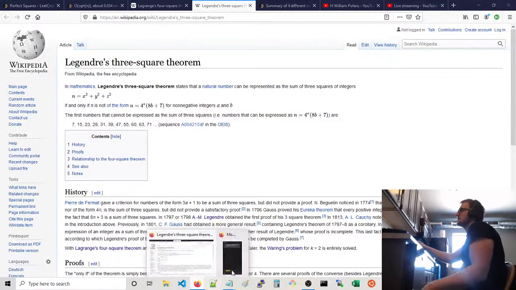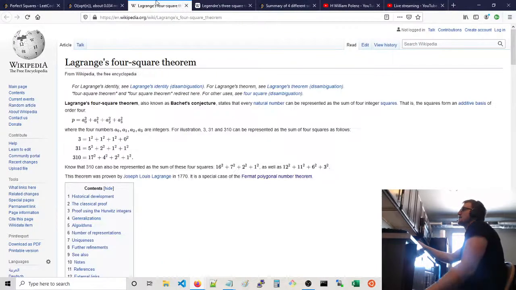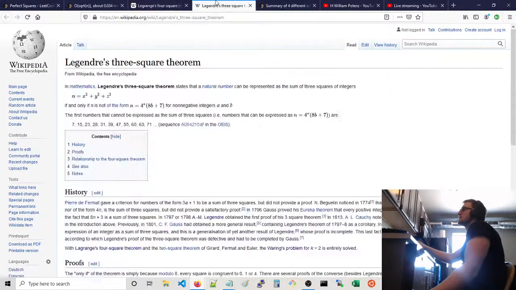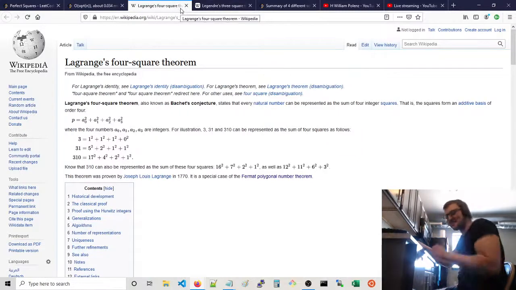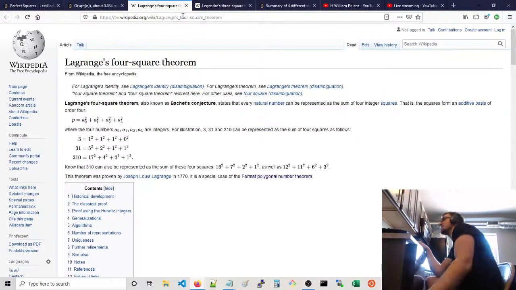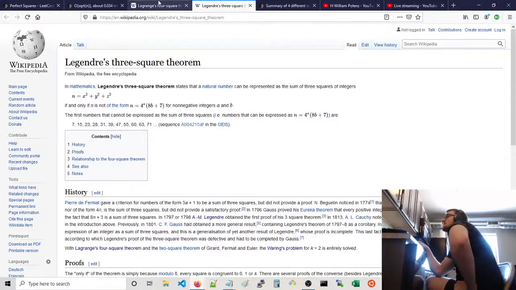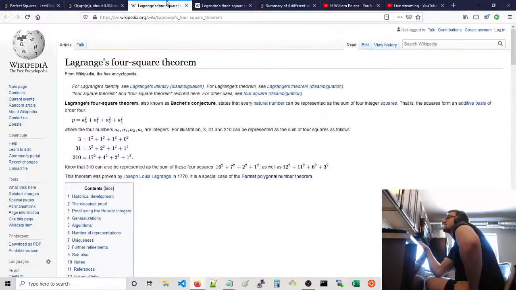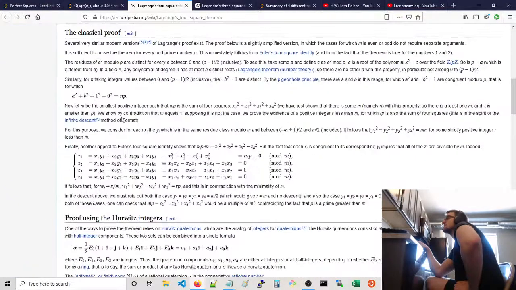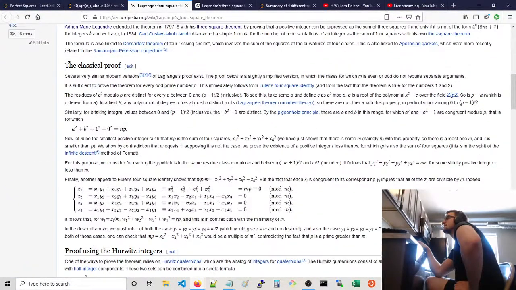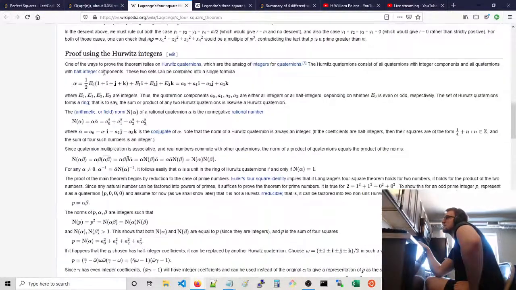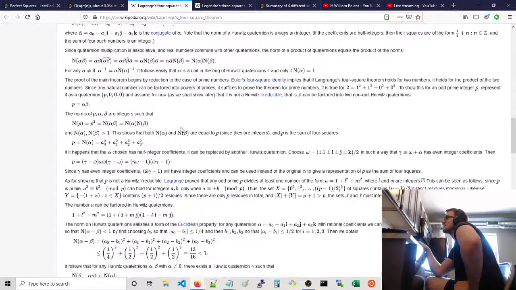So Legendre and Lagrange, both names are confused quite a bit. Both famous mathematicians that I often confuse one with the other. They also both contributed to a very similar problem. It's pretty wild. Alright, well, classical proof. Oh boy. It's probably kind of complicated. Hurwitz integers. Whatever that is.